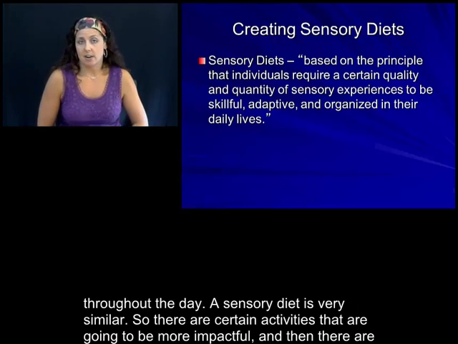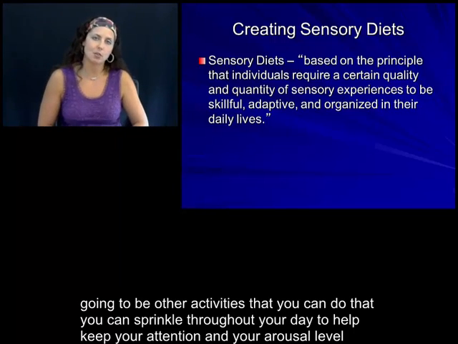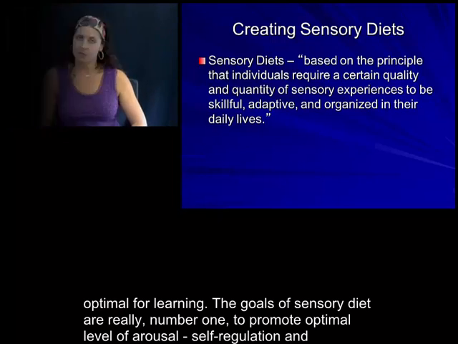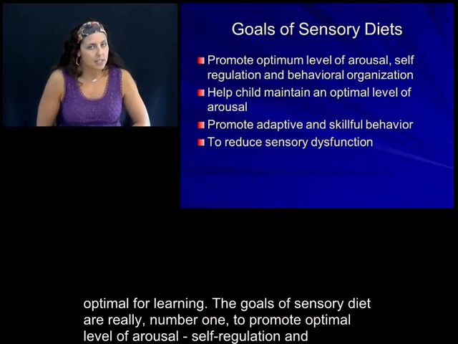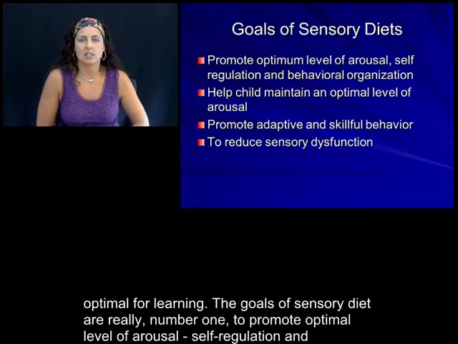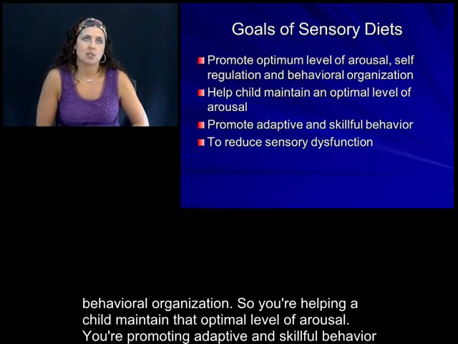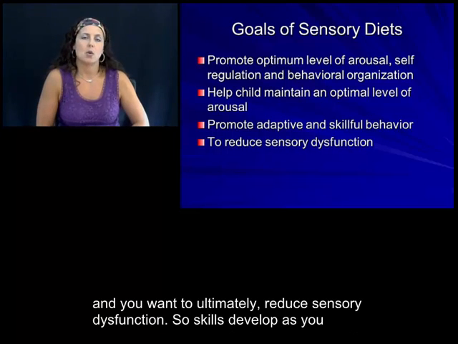A sensory diet is very similar. There are certain activities that are going to be more impactful, and then there are other activities that you can sprinkle throughout your day to help keep your attention and your arousal level optimal for learning. The goals of a sensory diet are, number one, to promote optimal level of arousal, self-regulation, and behavioral organization. So you're helping a child maintain that optimal level of arousal. You're promoting adaptive and skillful behavior, and you want to ultimately reduce sensory dysfunction.